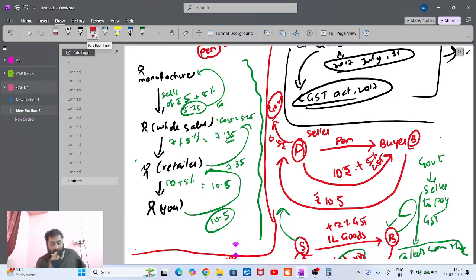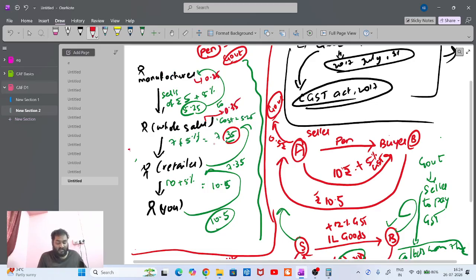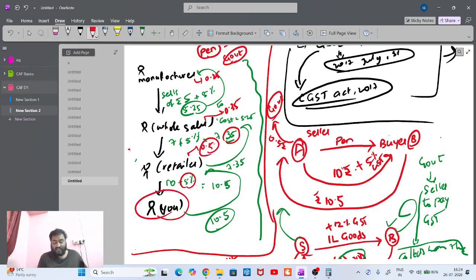Here, the question is for the government. Let's keep this aside. Government receives 0.25 from the manufacturer. Good. 0.35, which is 5% of 7 rupees, from the wholesaler. Good. 0.5 from the retailer. Good. You do not pay GST, you already paid it here, right? So this is the concept of GST, right?